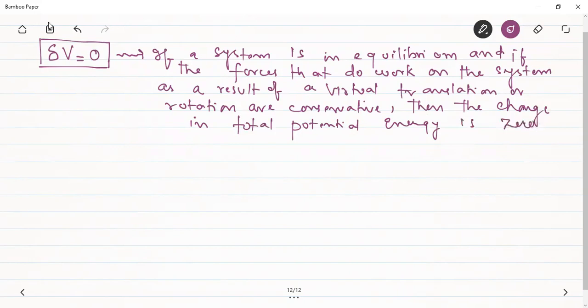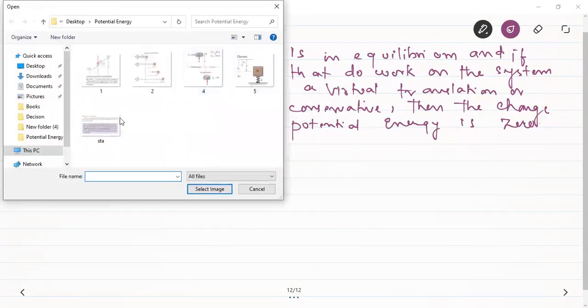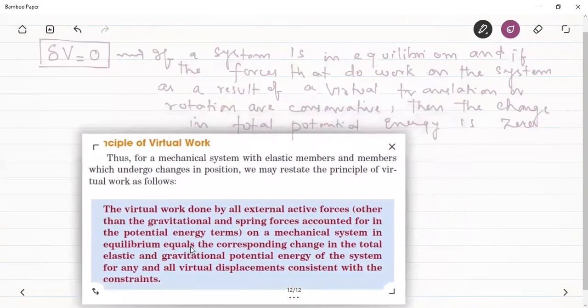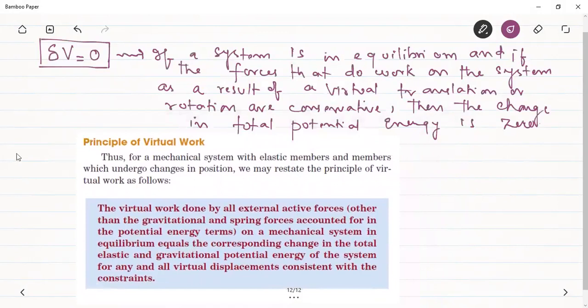Okay, so we have a statement here. This statement is written in Meriam and Kraige. For a mechanical system with elastic members and members which undergo change in position, we may restate the principle of virtual work. The virtual work done by all the external active forces other than the gravitational and the spring forces, accounted for in change in potential energy terms on a mechanical system in equilibrium equals the corresponding change in the total elastic and gravitational potential energy of the system for any and all virtual displacements consistent with the constraints. Okay.